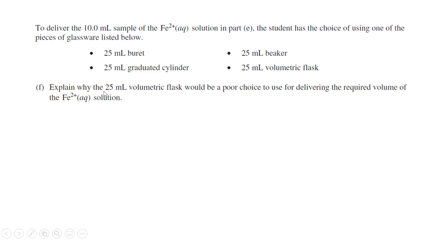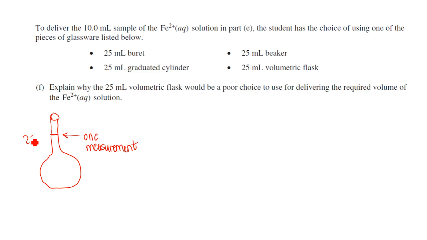And the question actually doesn't ask you to say which glassware is best. It actually says, explain why the 25 mL volumetric flask would be a bad choice. So why would you not want to use that one? If you want to remember what the 25 mL volumetric looks like, we might not have used that size specifically, but the volumetric flasks look like this. And they have just one marking on them. They only have one measurement. And so if it is a 25 mL volumetric flask, that means there's only one mark on it. It measures 25 mL exactly.